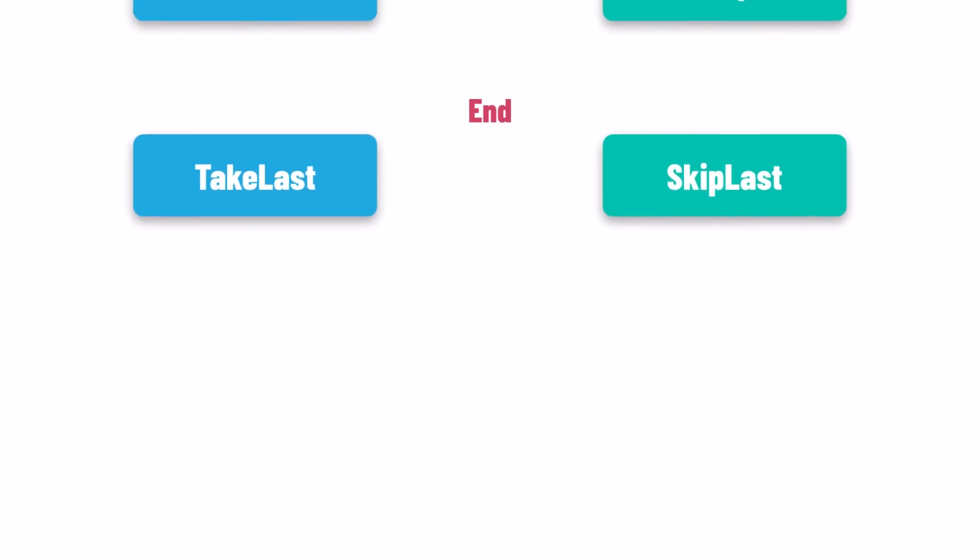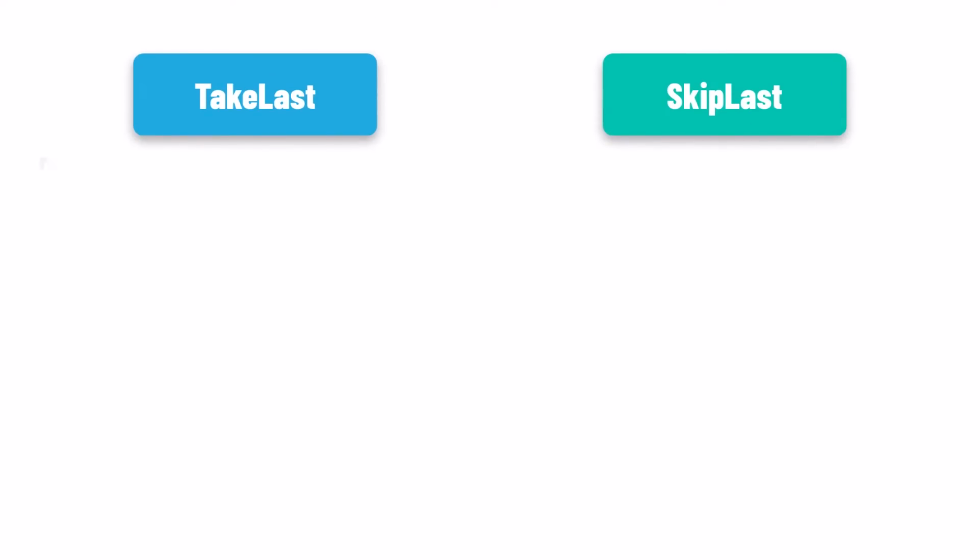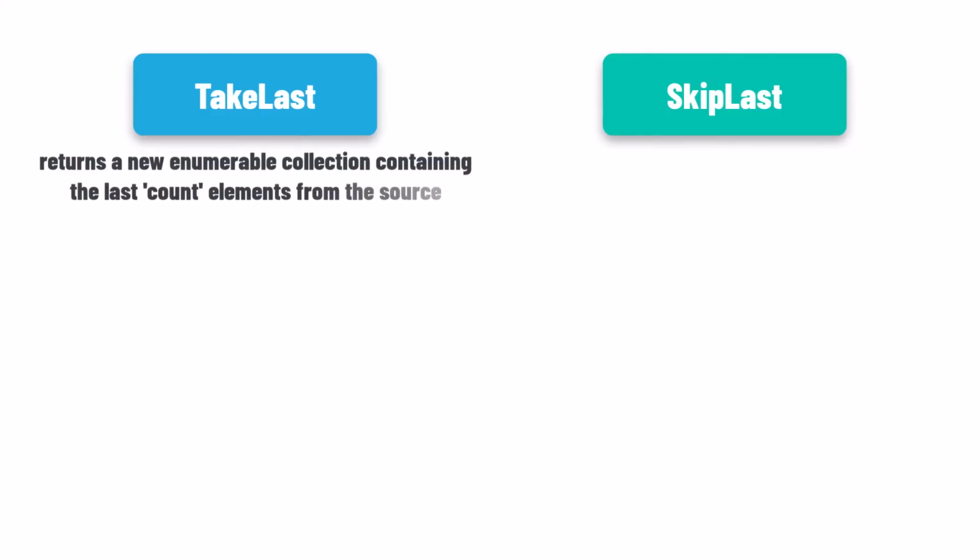Let's start with the TakeLast method. This method returns a new enumerable collection containing the last count elements from the source. It has only one overload, the method name accompanied by an integer parameter, which indicates the number of elements to be returned from the end of the collection.